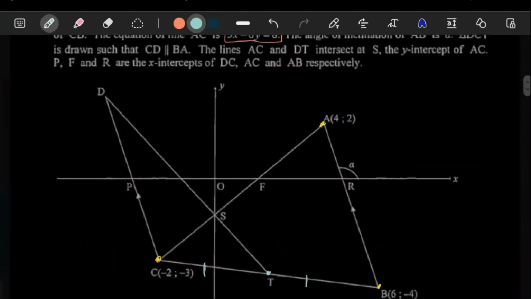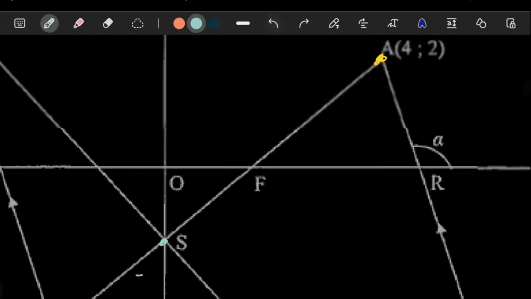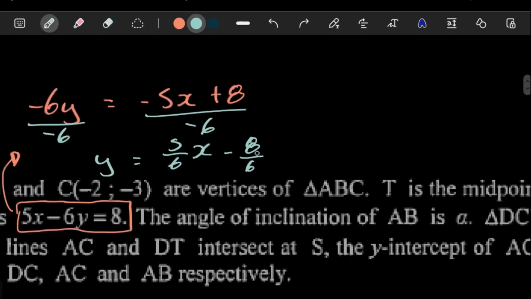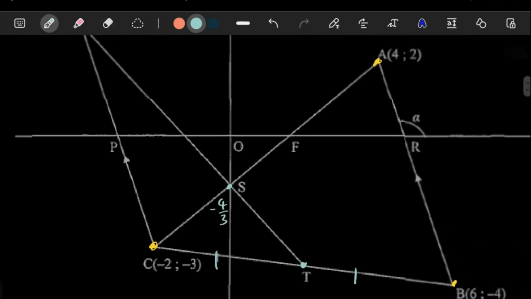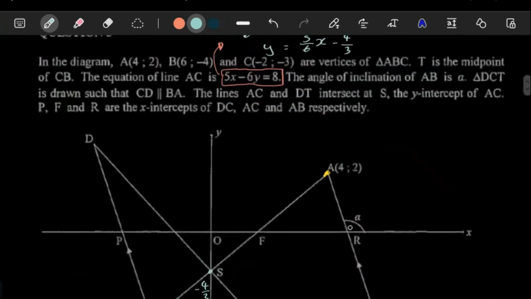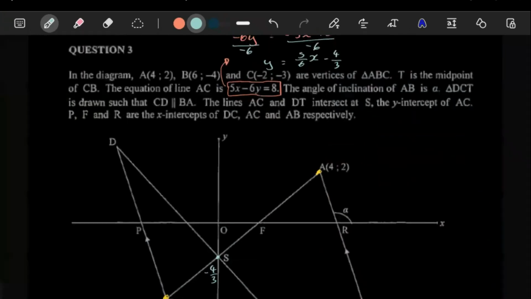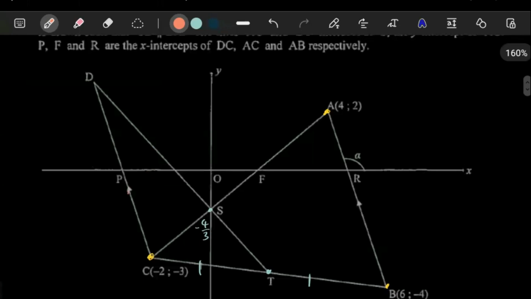But I guess you can already see that this is the y-intercept, negative 8 over 6. So we might as well simplify. In the calculator, it's going to be 4 over 3. What we do know is that this is negative 4 over 3. Perfect. And then they say that the angle of inclination is alpha. Triangle DCT, where is DCT? D, C, and T is drawn such that these are parallel. So it's good to have parallel lines.